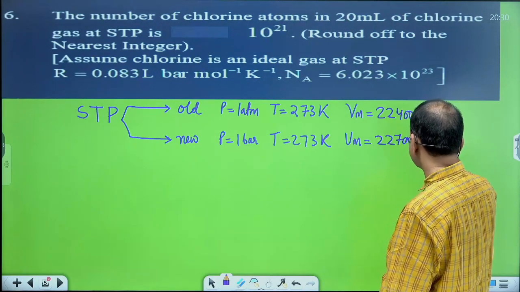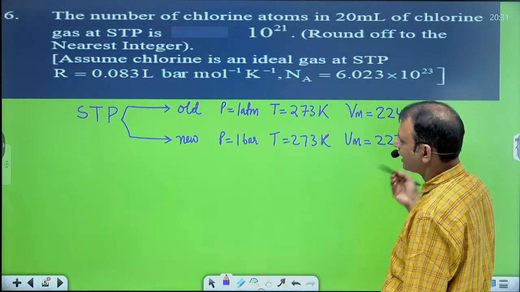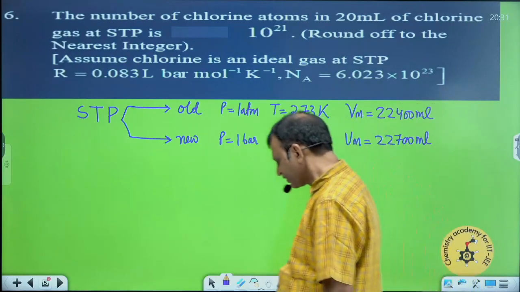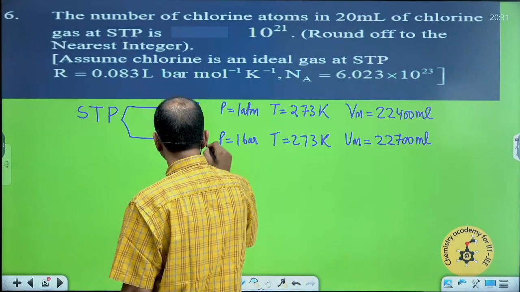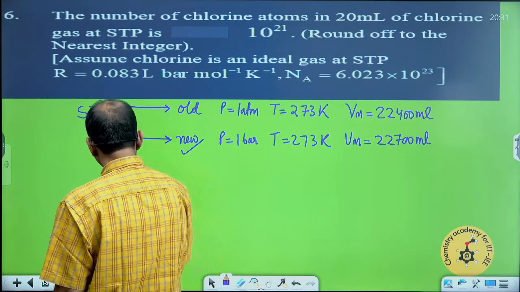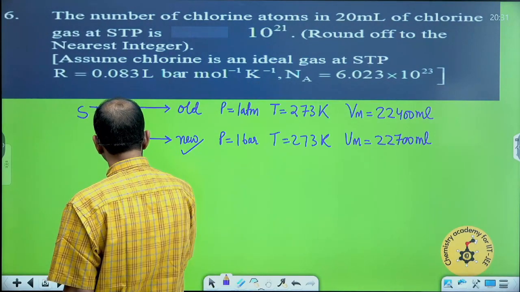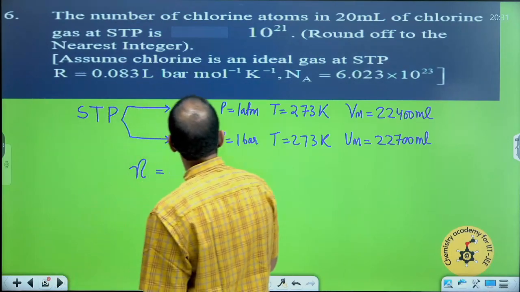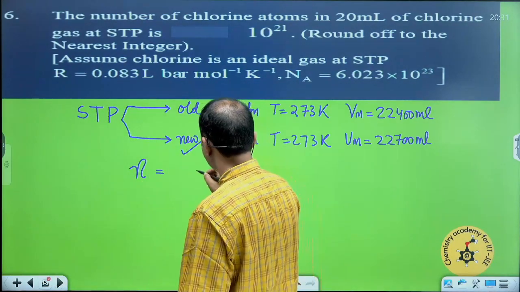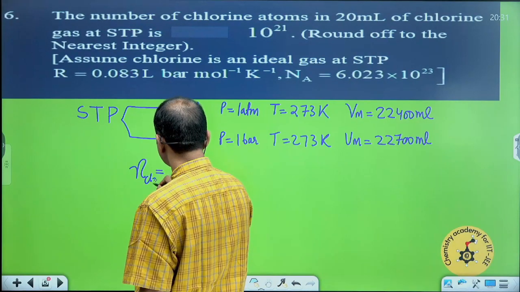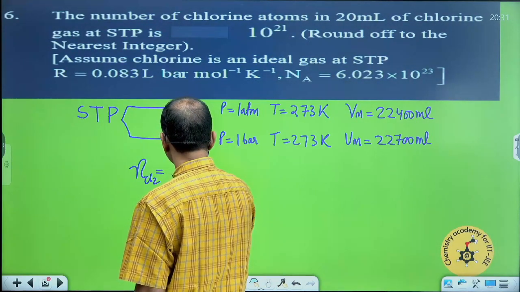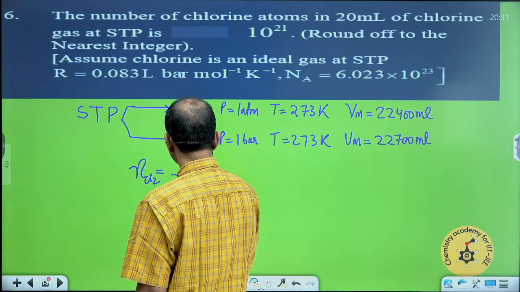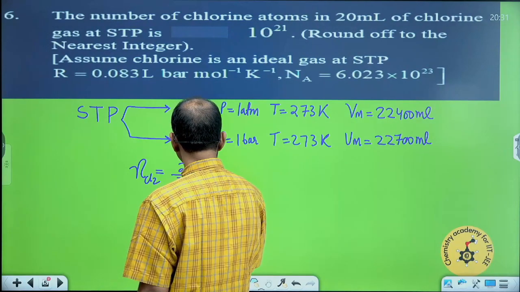So either you can use this or this, the answer is not going to change. So here I am using this new convention. If I calculate that, what is the number of moles? Number of moles is equal to the volume given in ml. So 20 ml of chlorine gas is given. So 20 divided by 22700. So this is the number of moles.